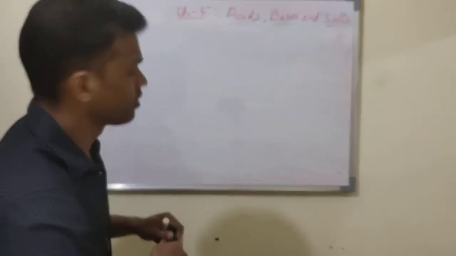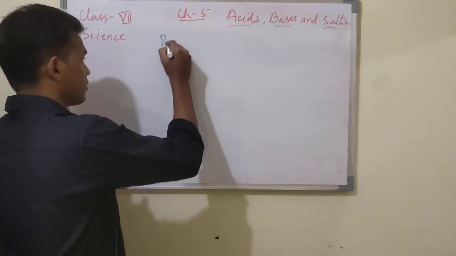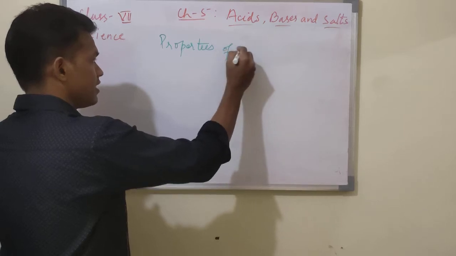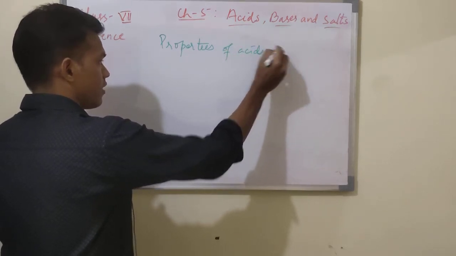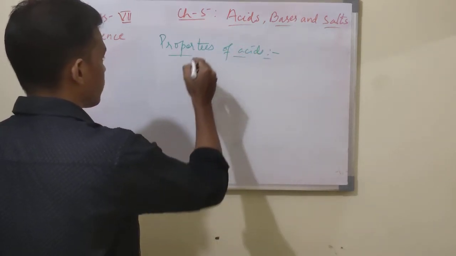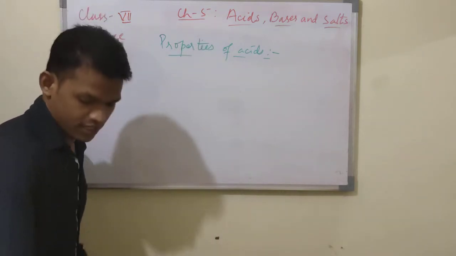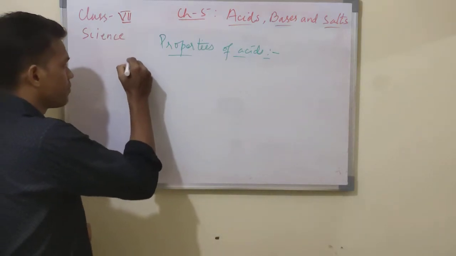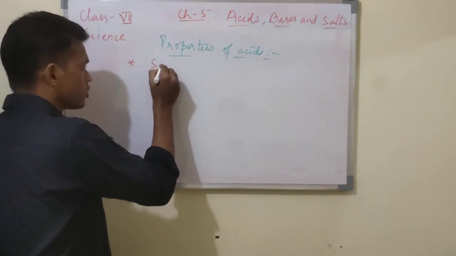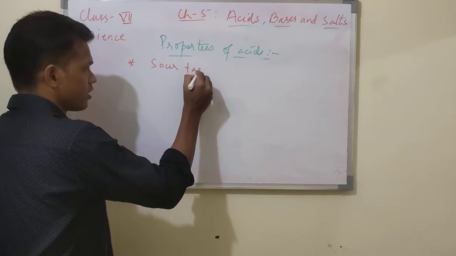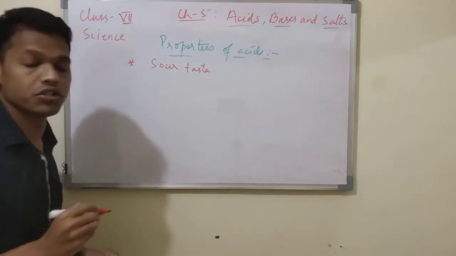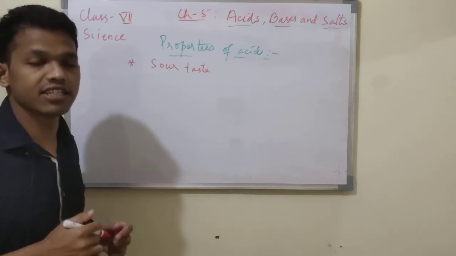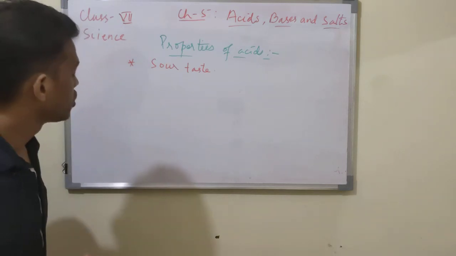Properties of acids. The first and foremost property is that they have a sour taste. If you taste an acid, it gives a sour taste.